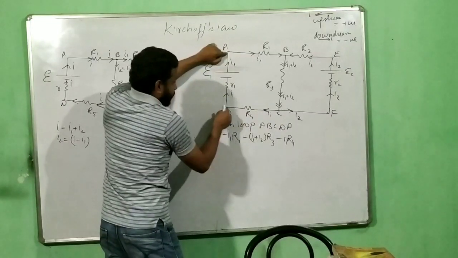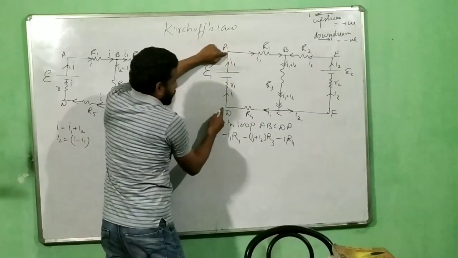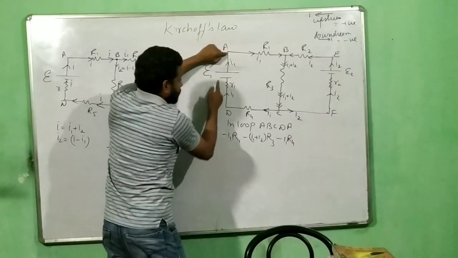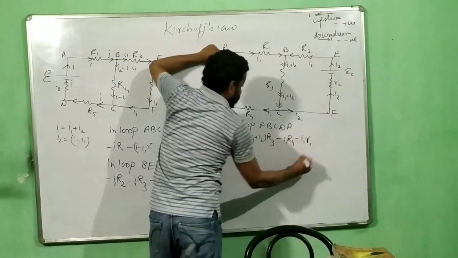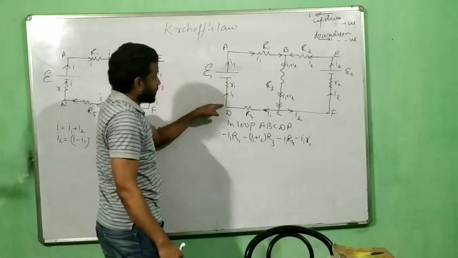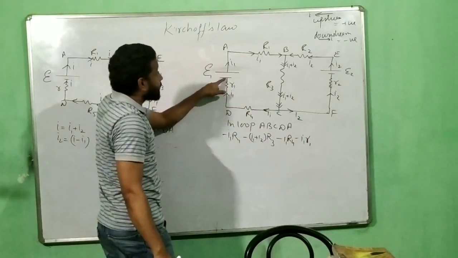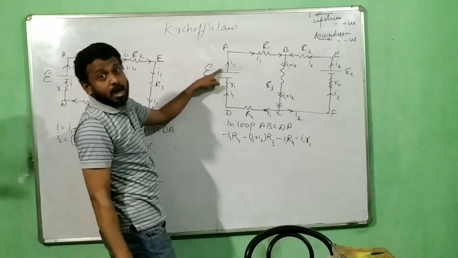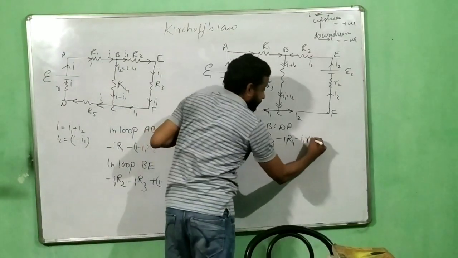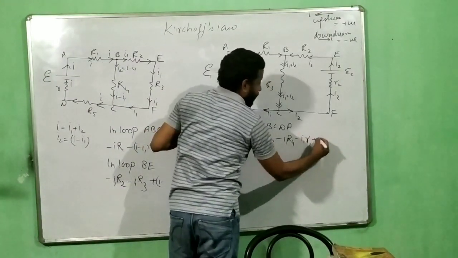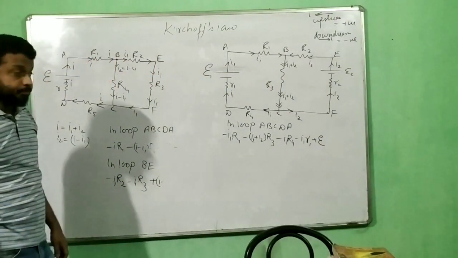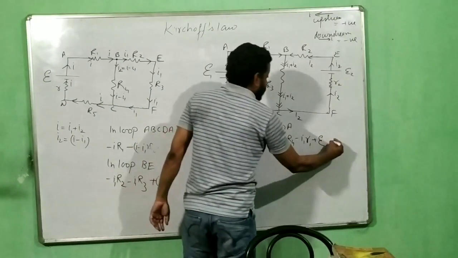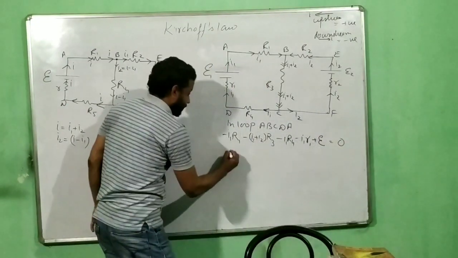You are going from C to D, now from D to A, in the direction of current, downstream. So minus I1 times R1. Downstream, downstream. Now you are going from negative to positive, low to high potential, upstream. Upstream is positive. So this is your EMF E, and this must be equal to 0 in the loop.